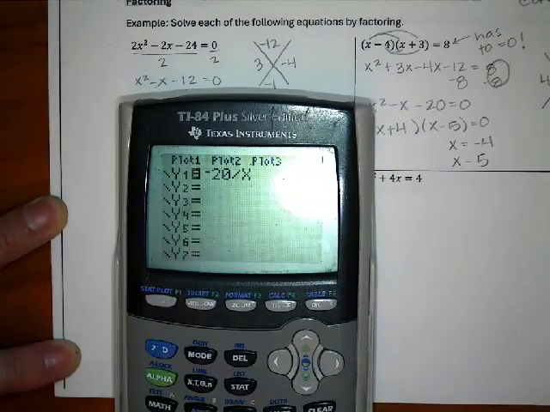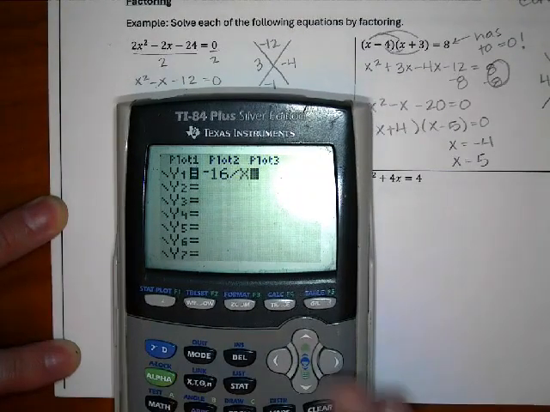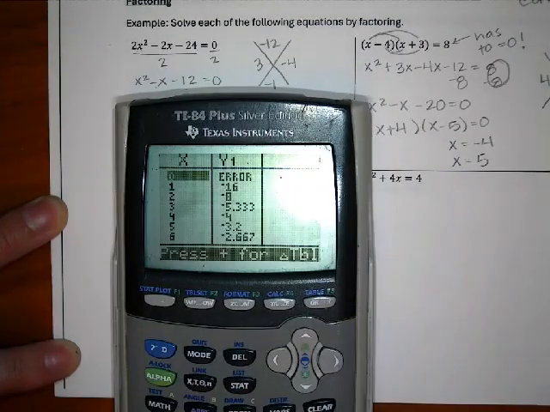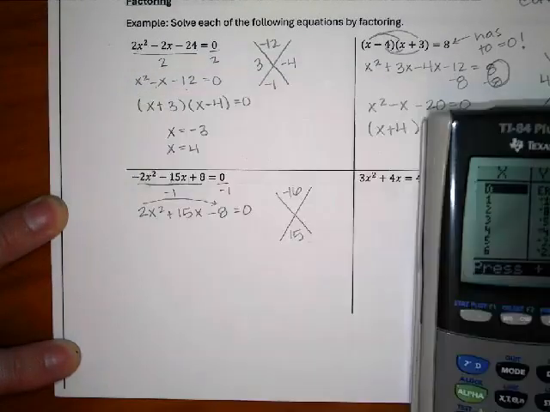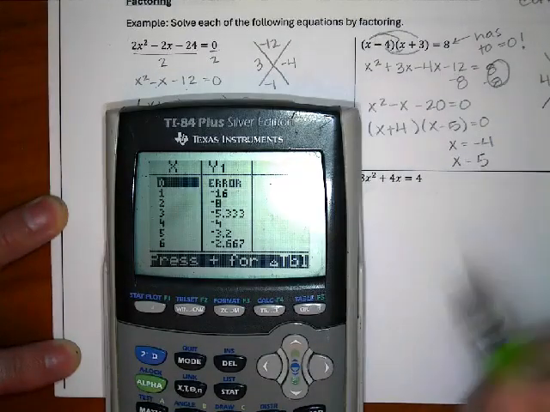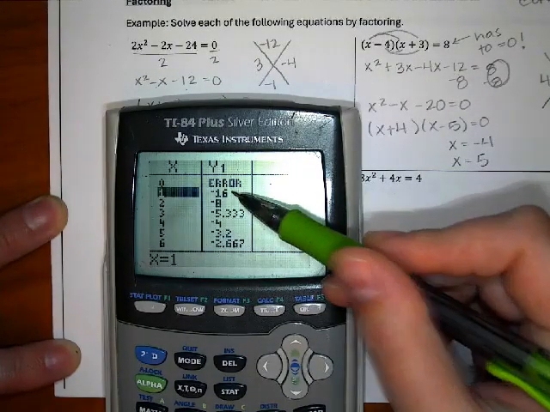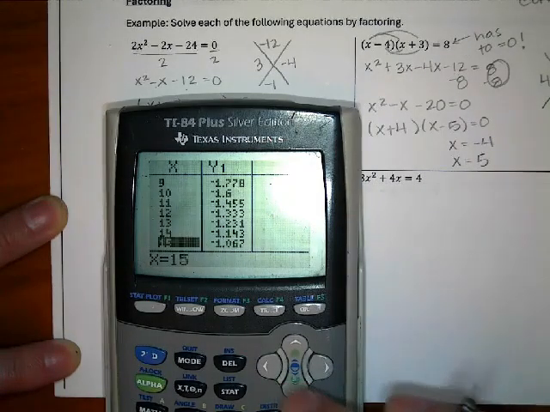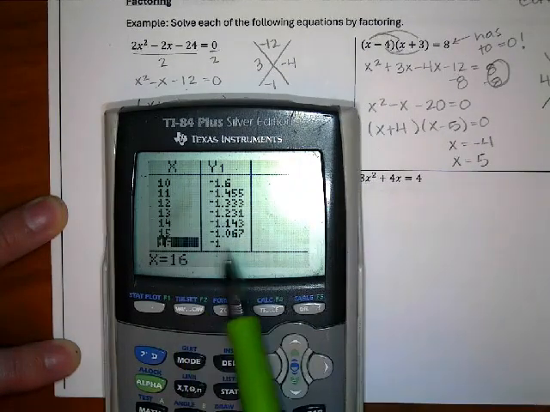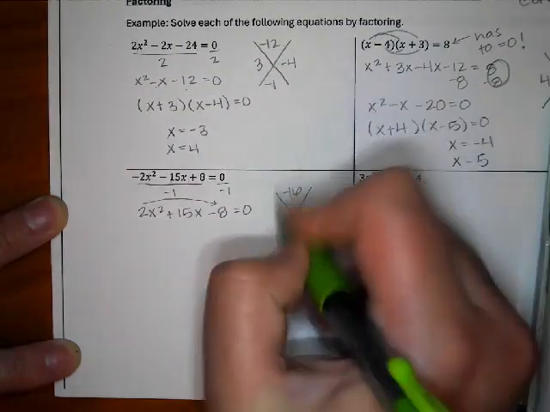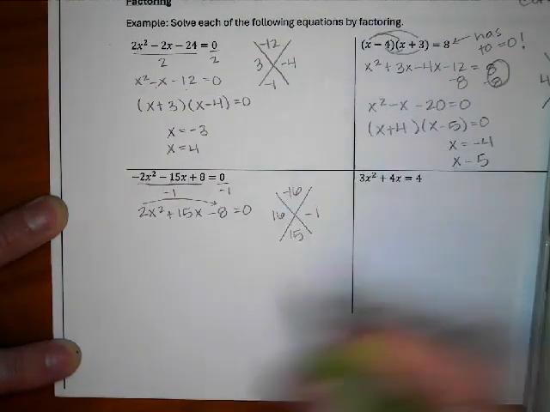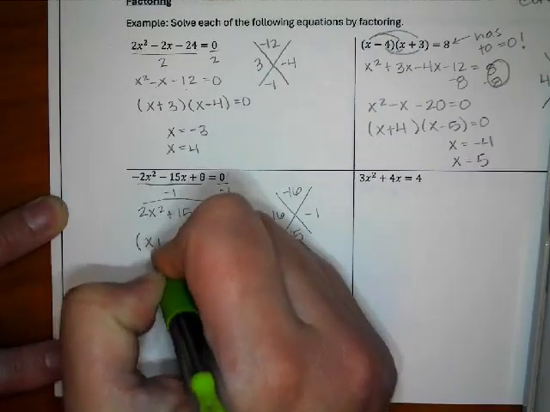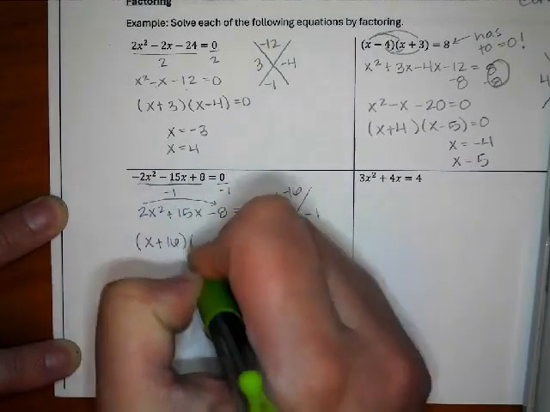So -16 divided by x. They need to add to +15. This first option adds to -16, so it's the opposite of that. 16 and -1, that's what adds to +15. 16, -1, okay. So x plus 16, x minus 1.